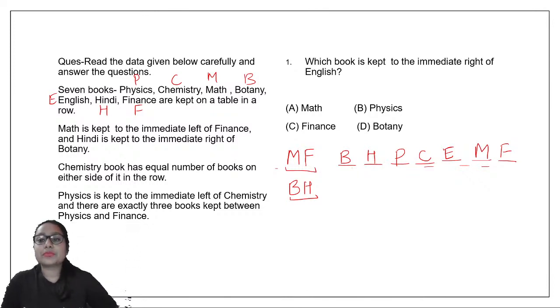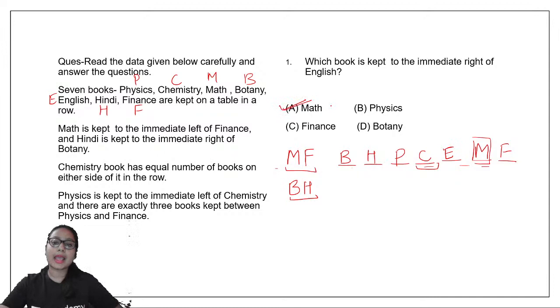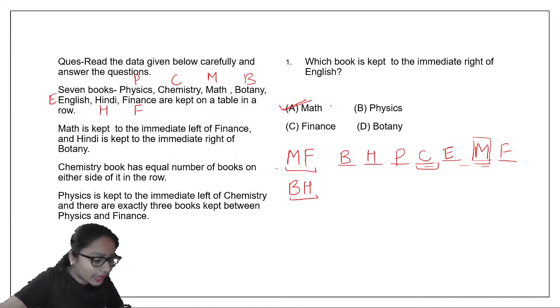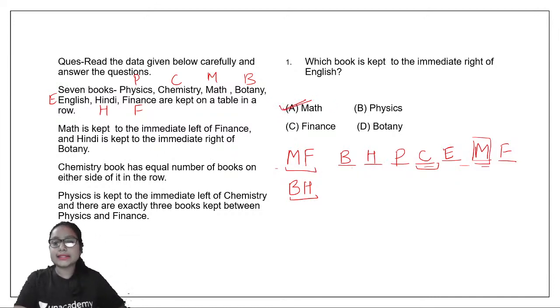Which book is kept to the immediate right of English? Simply you can say, right of English, which is M. So the answer to this question would be Math, A, correctly answered by you guys. Let's see the next question.